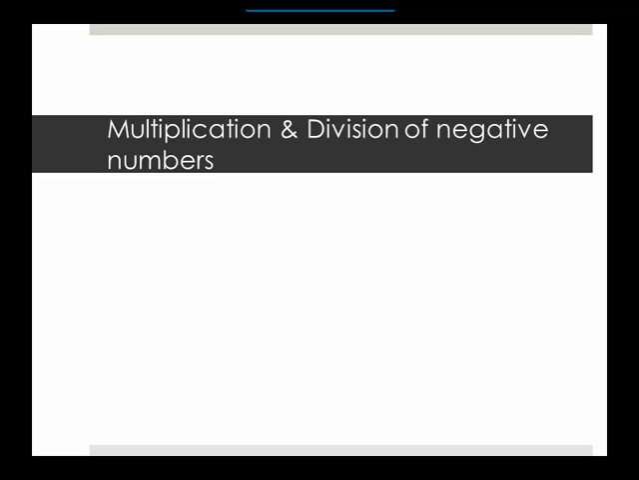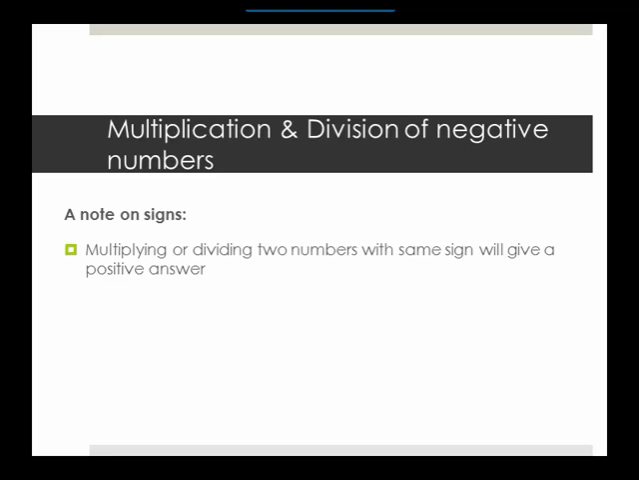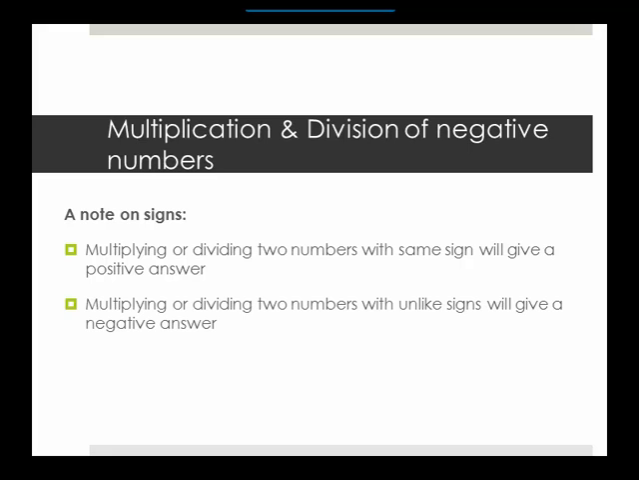Multiplication and division of negative numbers. Before we summarize what we've been through, I think a note on signs is important. When you multiply or divide two numbers with the same sign, a positive and a positive, or a negative and a negative, the result will be a positive answer. When multiplying or dividing two numbers with different signs, for example a positive and a negative, or a negative and a positive, the result will always be a negative answer.